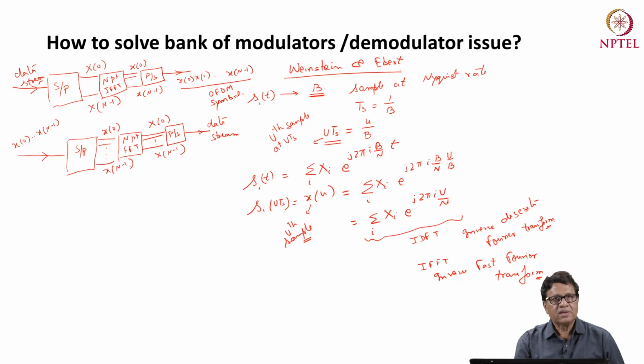So by doing this IFFT FFT operation, we are able to get rid of the bank of modulators and demodulators. So it becomes quite simple.